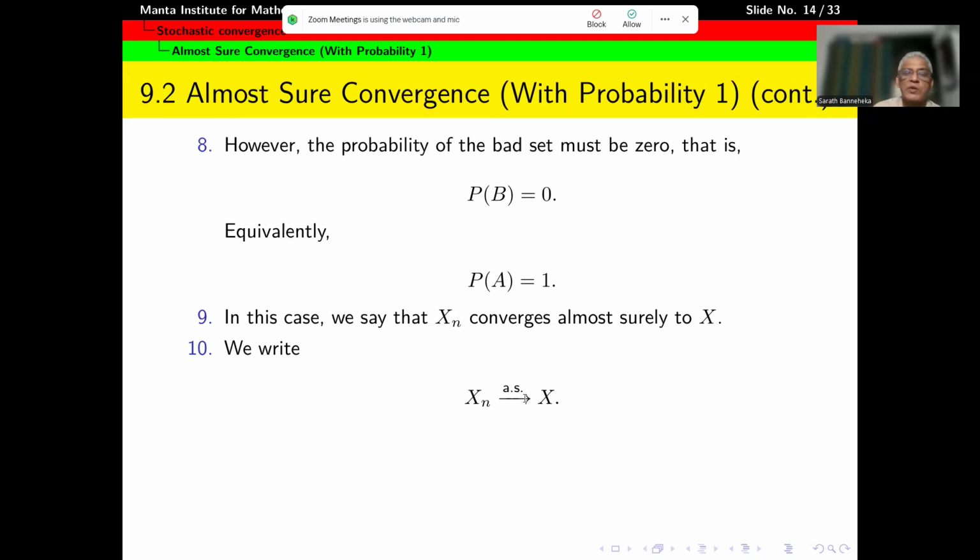So that's how we write it: on the arrow, we write a.s. to denote almost sure convergence, or convergence with probability 1. Right. So that is the strongest practical mode of convergence.